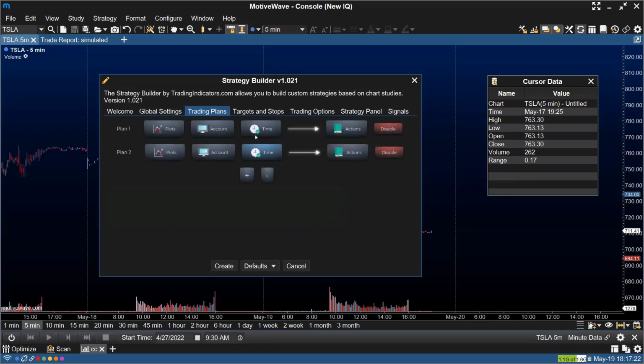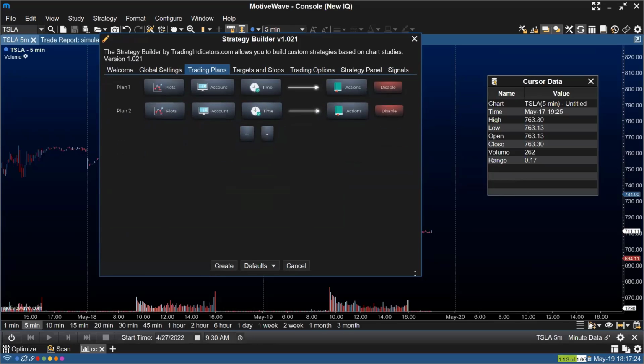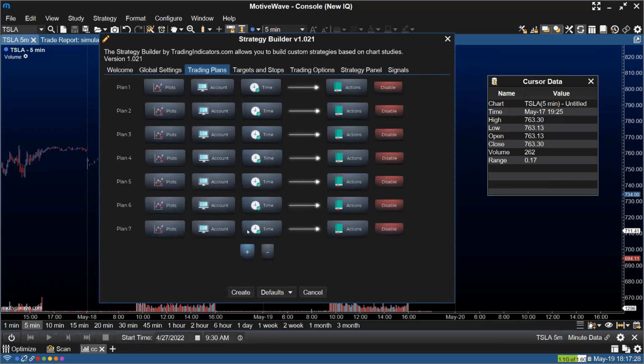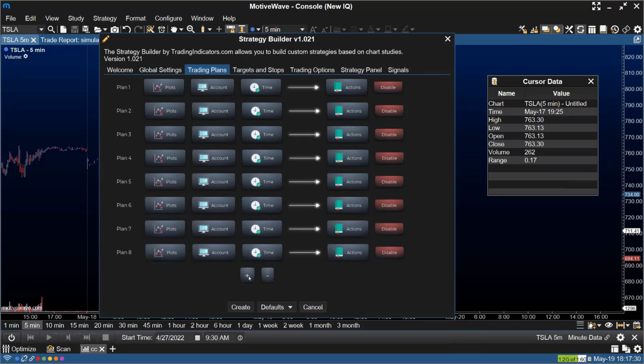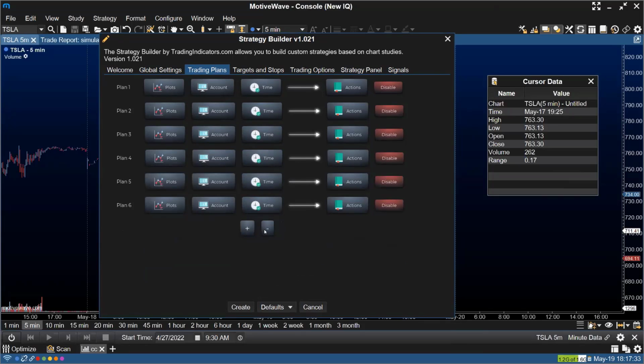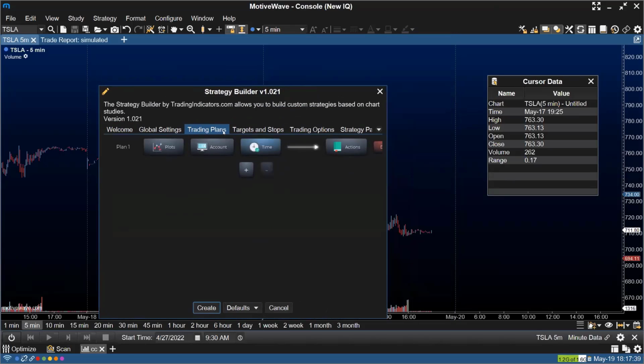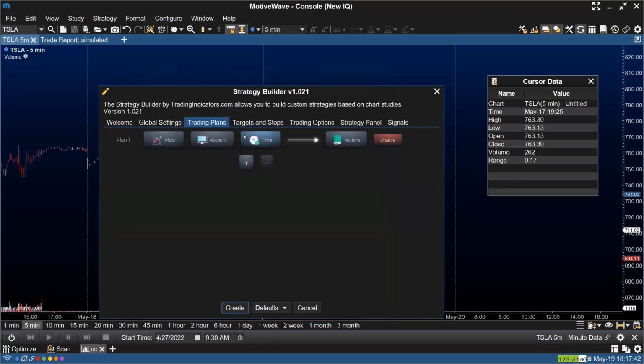Now, the cool part, the meat of the strategy builder, is your trading plans. You're able to have up to 10 trading plans that you can add in here and define. And every trading plan comes with a set of conditions and then a set of actions that it'll take. So you have plot conditions, account conditions, and time conditions. And then when these conditions are satisfied, the strategy will consider that this plan has been triggered and it'll take its actions.